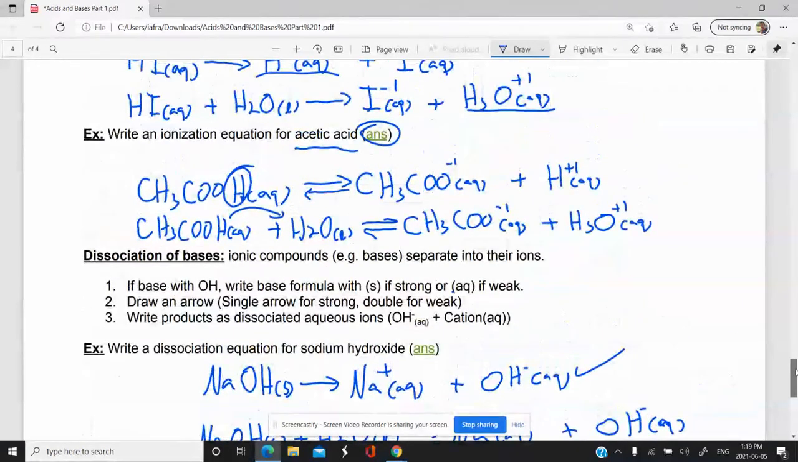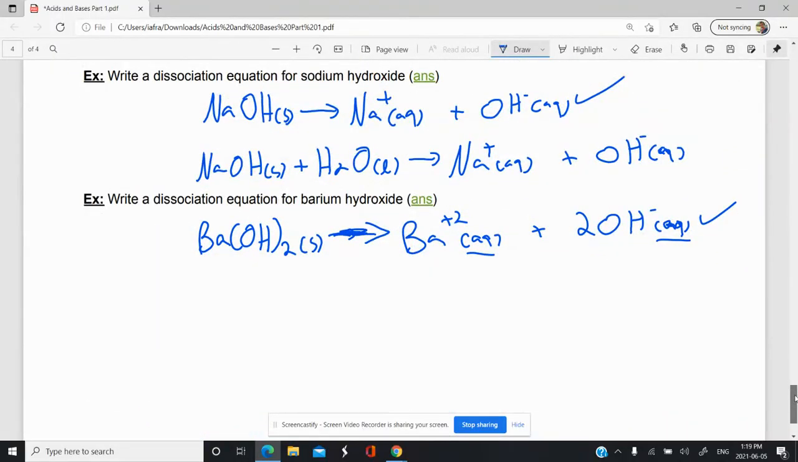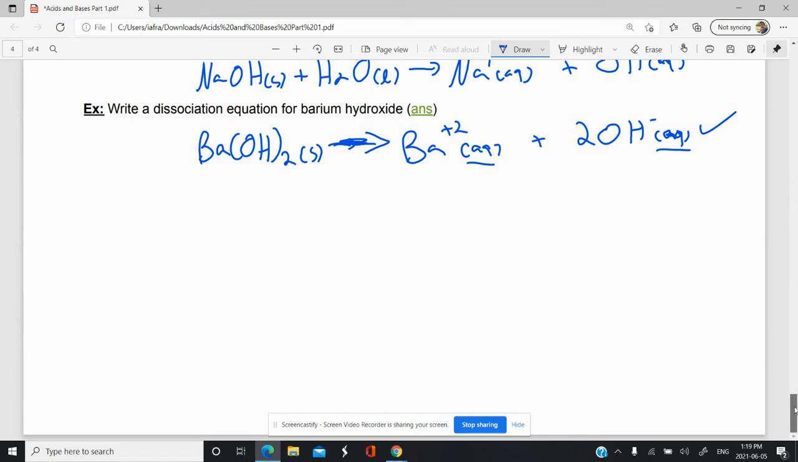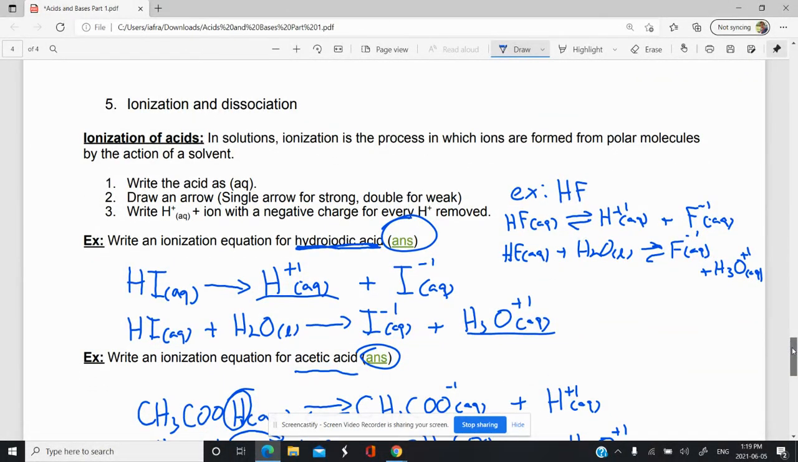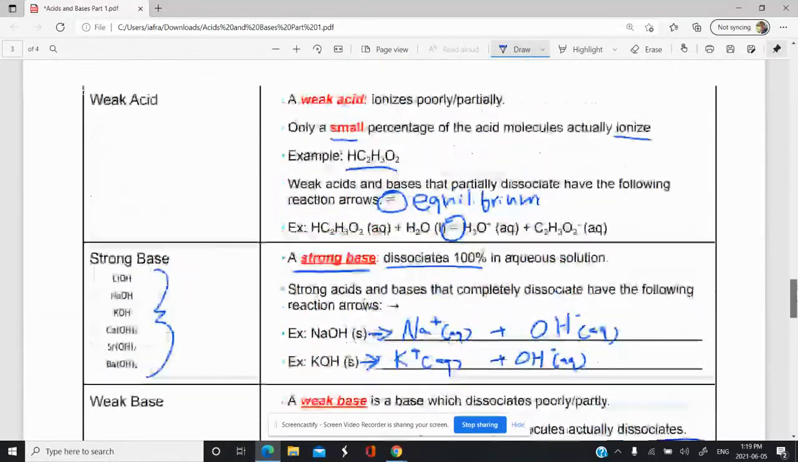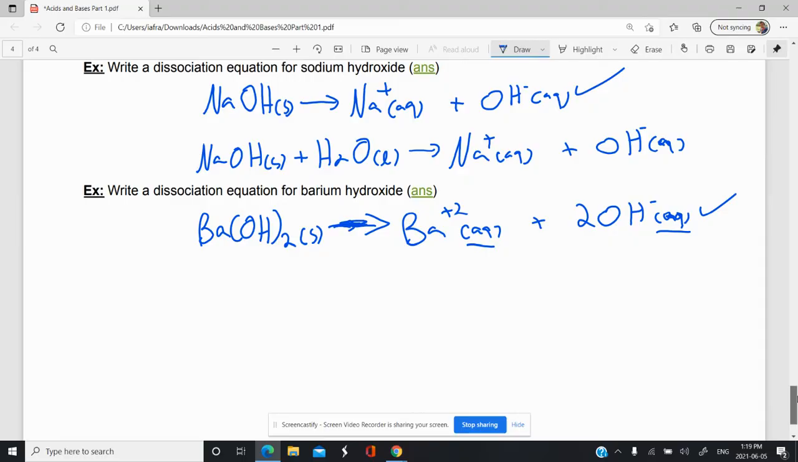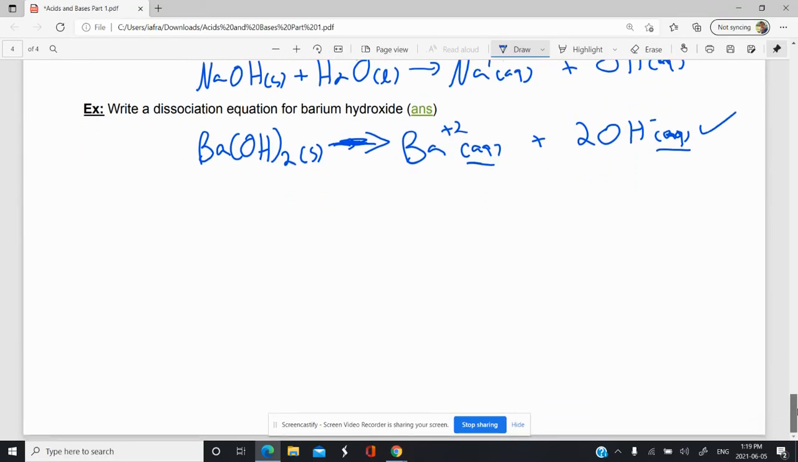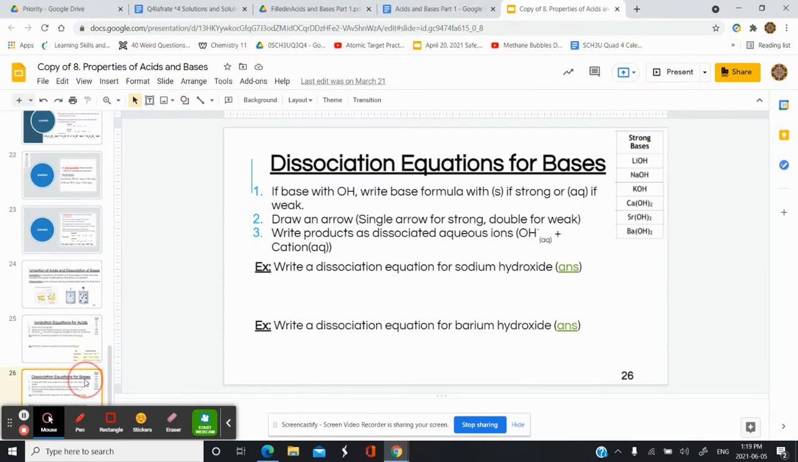So now you'll be able to write ionization equations for acids and dissociation equations for bases. And you also know the differences between the different theories of acids and bases, and also what it means to be a strong acid versus a weak acid, and a strong base versus a weak base. So for homework, you can practice the problems from the learning goals.